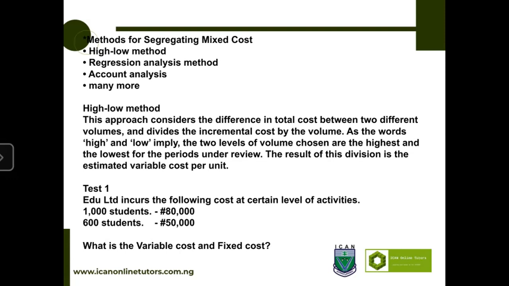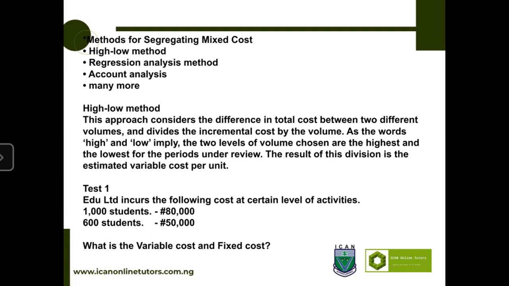The second one is the regression analysis method. And the third one is the accounting analysis method, or account analysis. We have many more, but I'll be focusing on these three as related to your examination. So let me pick them one after the other and discuss extensively on them. Let's get started. When we say high and low, high means the highest cost and highest output. Low means the lowest cost and the lowest output.